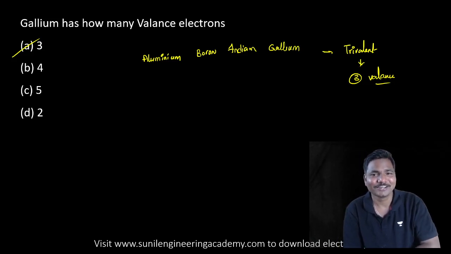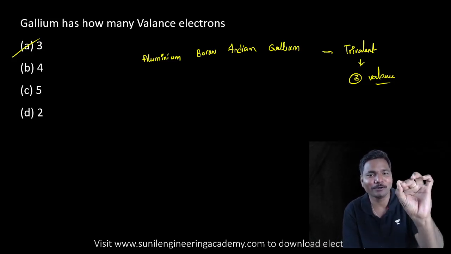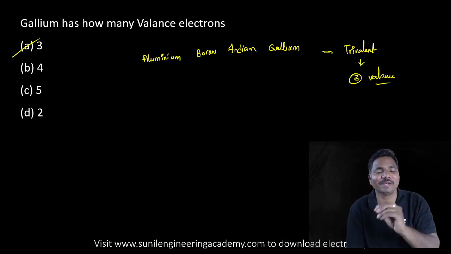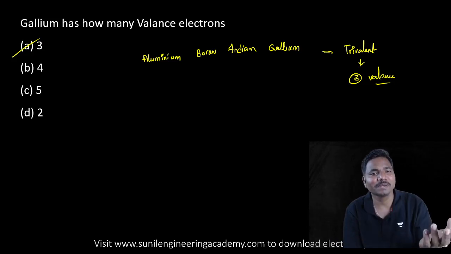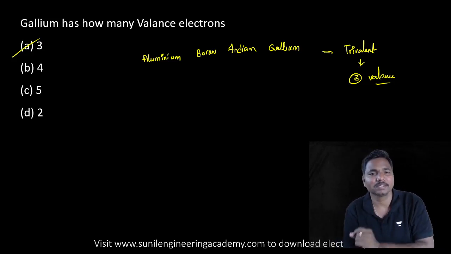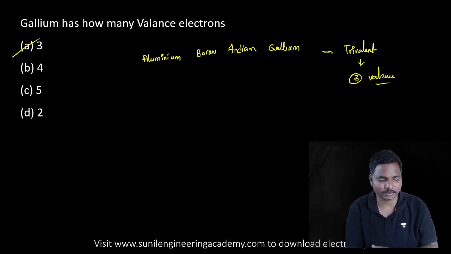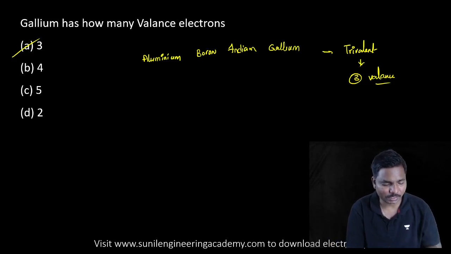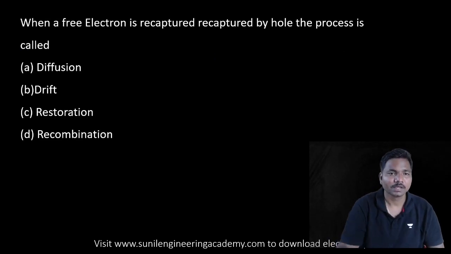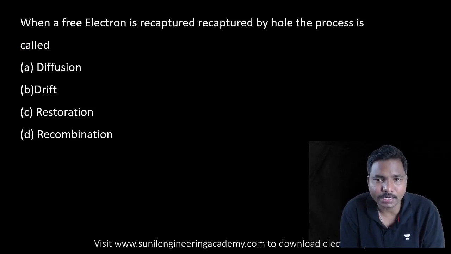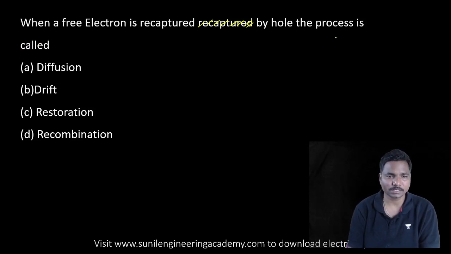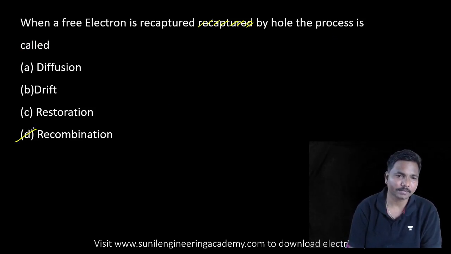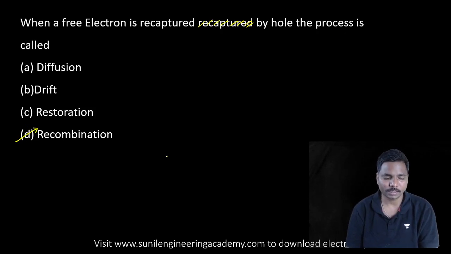So whenever they give the question on aluminium, boron, indium, gallium, how many valence electrons, simply you can use trivalent. In the same way, for bismuth, arsenic, antimony, phosphorus, you can use 5 valence electrons. Coming to the next one: when a free electron is recaptured by a hole, that process is called what? Whenever an electron is recaptured by a hole, that process is nothing but recombination.